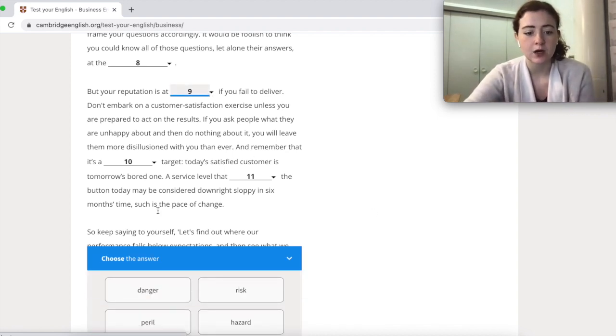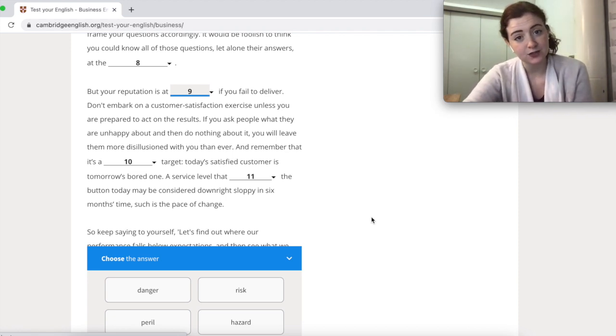The options are danger, risk, peril, or hazard. But your reputation is at danger, is at risk, is at peril, or is at hazard.